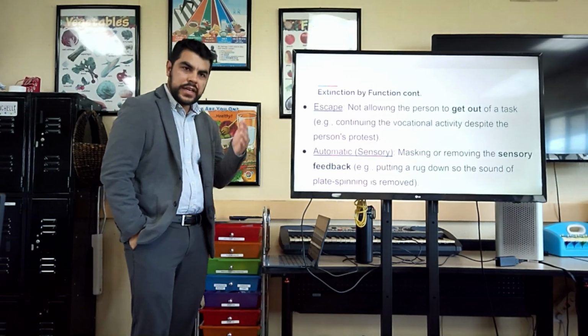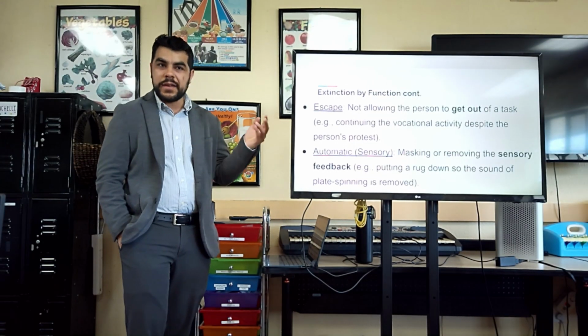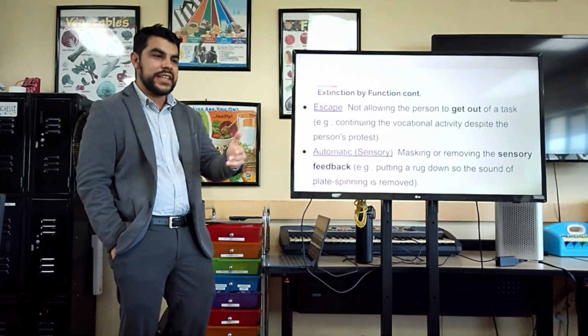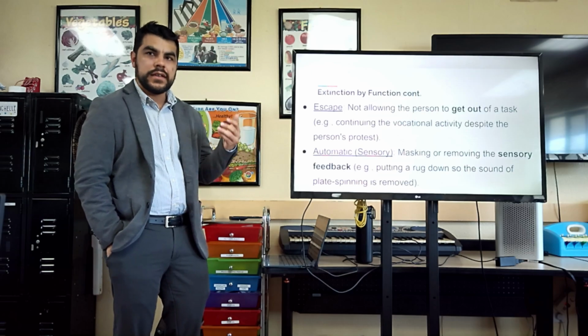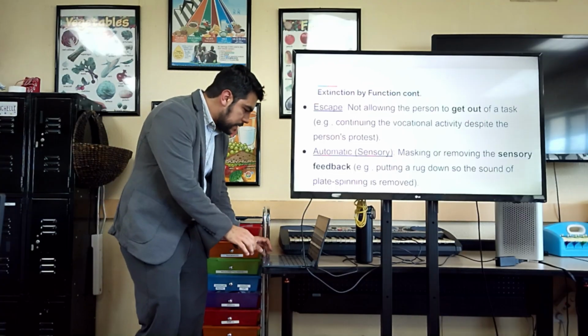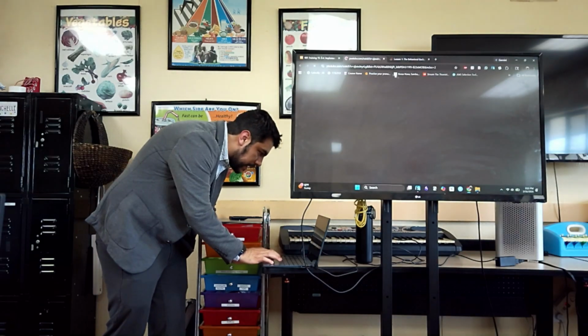And yeah, now looking at the other two functions, we have that of escape. Escape extinction entails not letting the person get out of the task. So let's take a look at how that might play out.